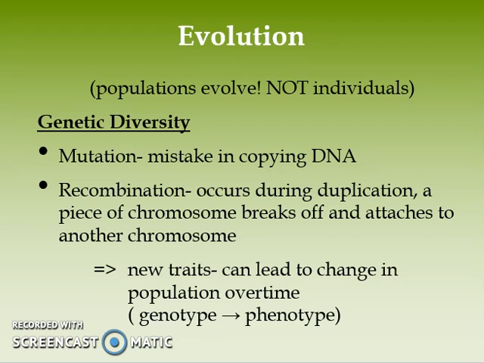Recombination can occur. This again occurs during duplication. A piece of one chromosome breaks off and attaches to another chromosome, so they kind of reorder, and it can create new traits, which over time can lead to a change in the population, because new genotype means new phenotype, and that phenotype can lead to a change in the population, but only if it's favorable.